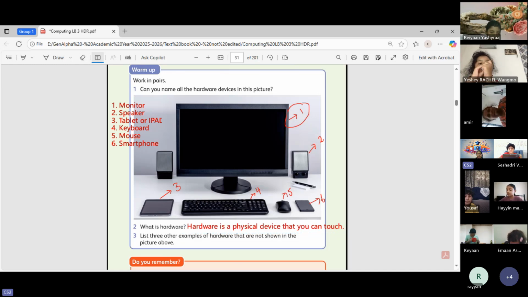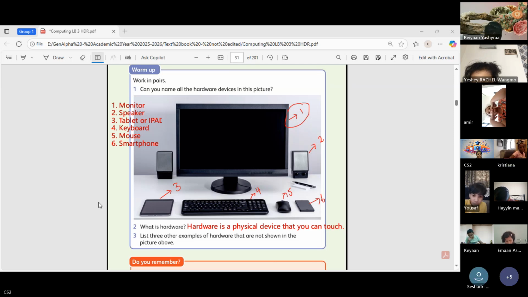Can you see the answer? Can you see the second question here? What is hardware? Write the definition of hardware. Teacher, what do I have to do? See, the definition of hardware is written here. I hope you can see that, right? So write it in your notebook. Take your notebook and write the definition of hardware.